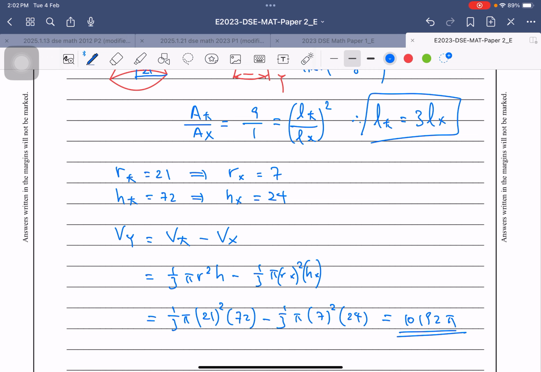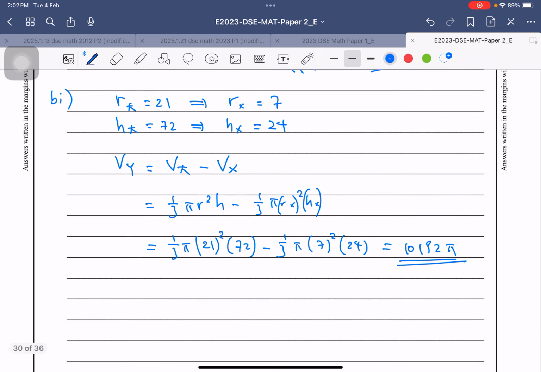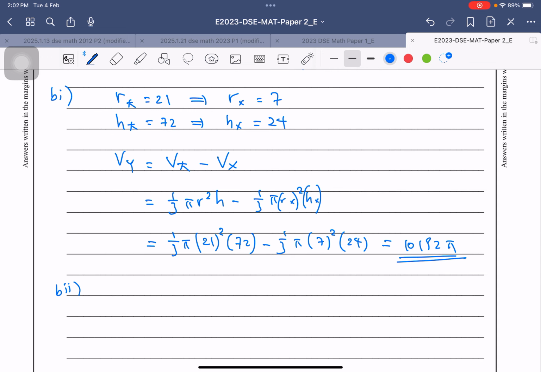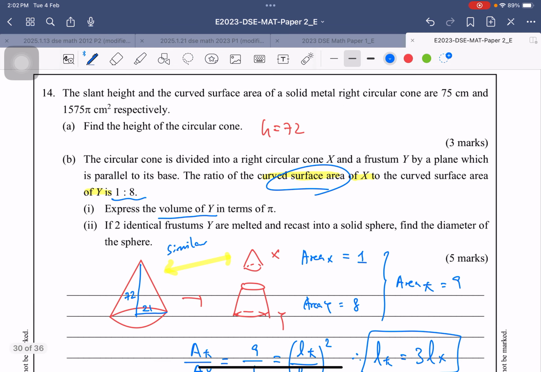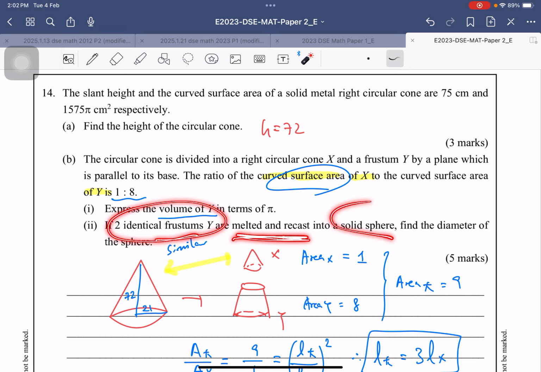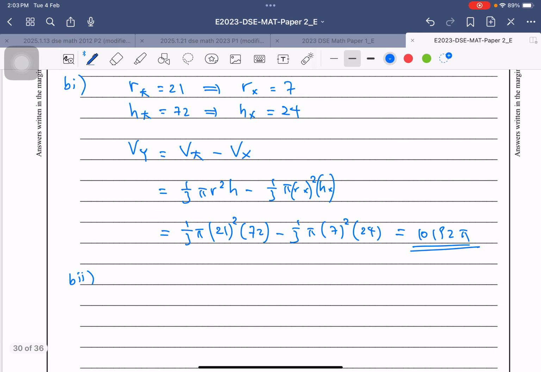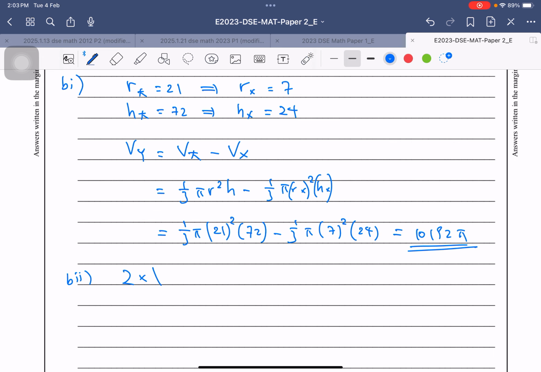So B2. B2 is asking about what? Two identical frustums Y are melted and recast into a solid sphere. What's the meaning of melted and recast? The total volume of the frustums and the sphere should be the same. So now we can say, for B2, we have 2 times the volume of Y is equal to the volume of the sphere.